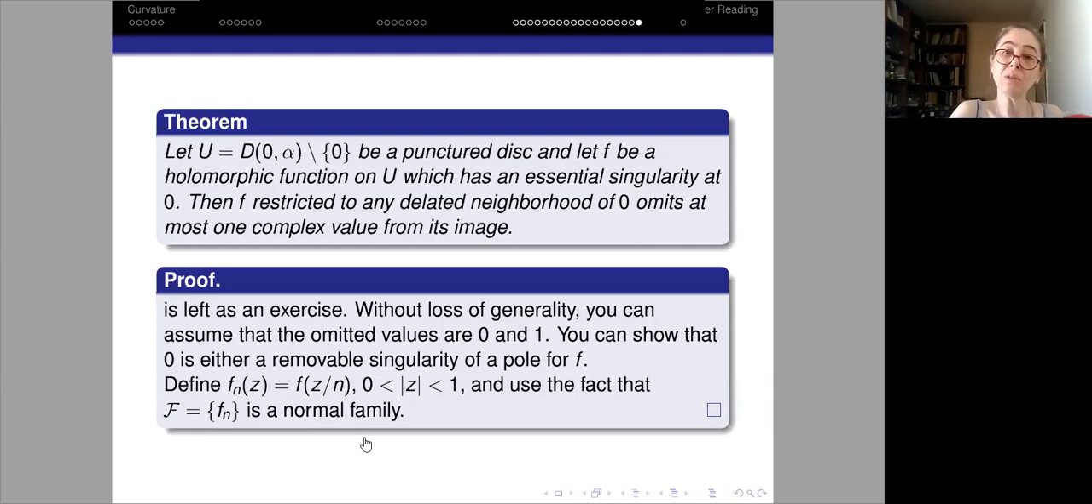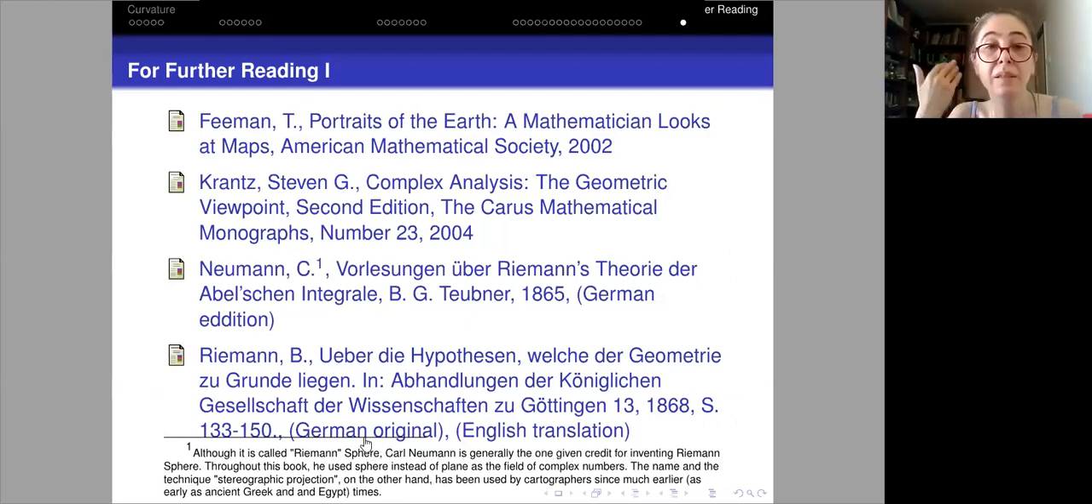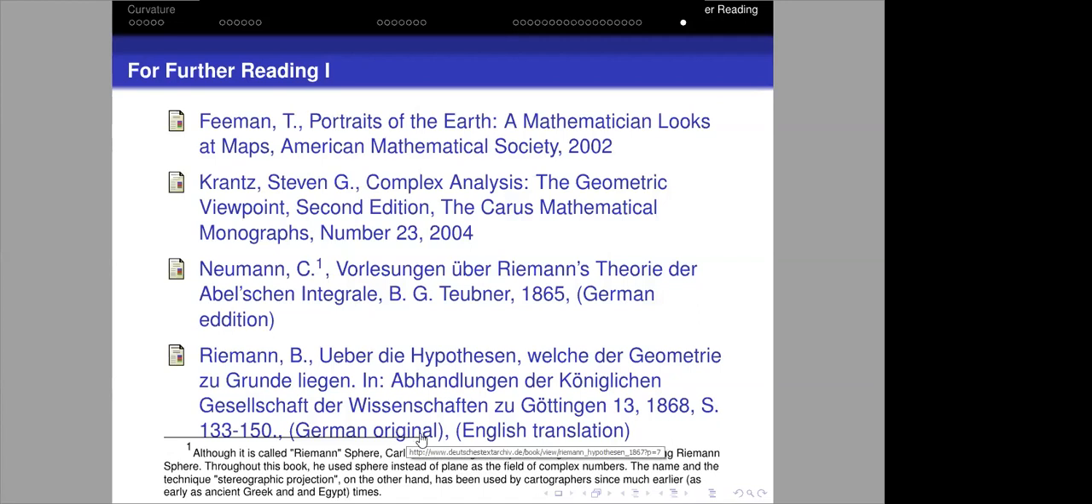Now, this is all for the spherical metrics and curvature for now. After this, we want to define some new metrics. There are some references. First of all, the second one is the textbook, Complex Analysis: A Geometric Viewpoint. Now, the others are for history. If you are interested in history, this is the paper of Riemann. There is a question in the chat.